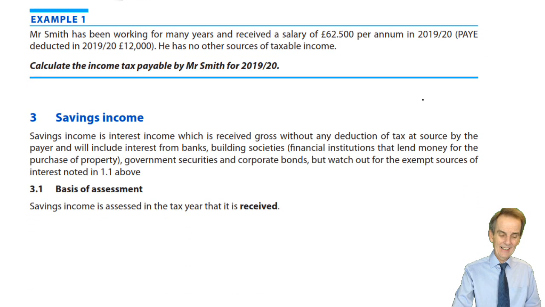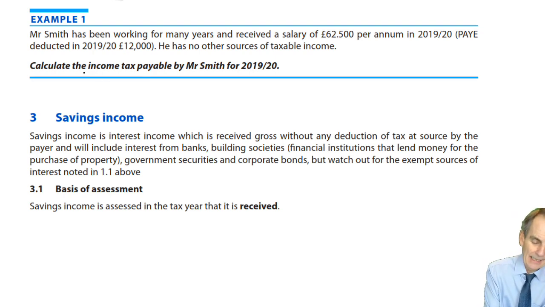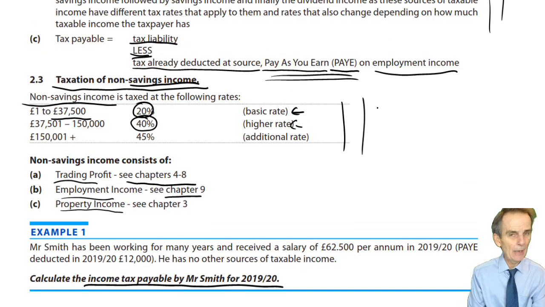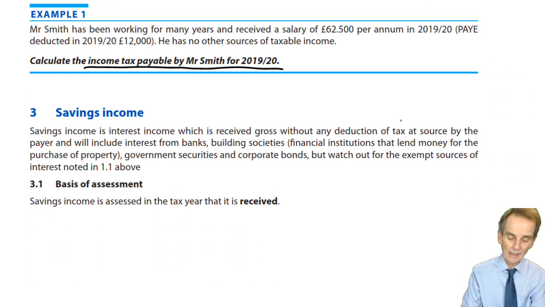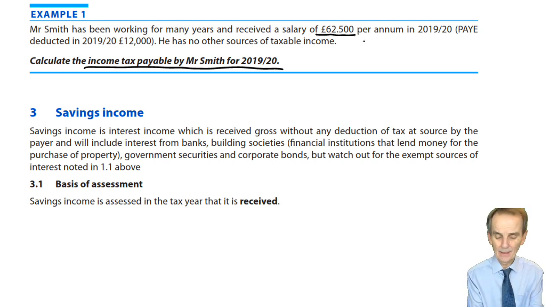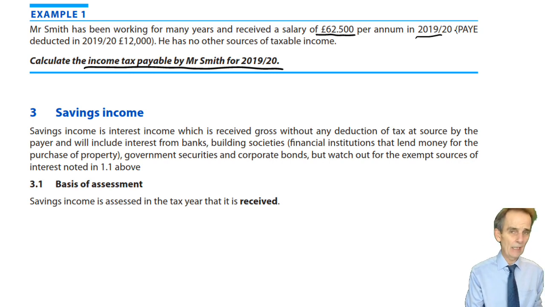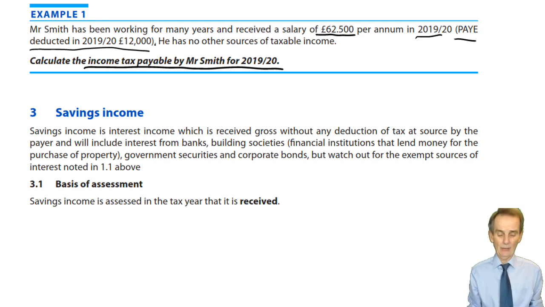Right, that said, how do we then calculate this tax and use those tax rates? Well, here, as you'd expect, example 1 is a very simple example indeed. We've got to calculate the income tax payable. Now remember, income tax payable, that was tax liability less the PAYE. So here, Mr. Smith has been working for many years, received a salary. So we have employment income, and that employment income is a set £62,500 per year. They'll always give you salary figures gross, i.e. before any deductions have applied, and if PAYE is relevant, they'll then tell you the amount of PAYE that had been deducted, which in our tax year here came to some £12,000. He has no other sources of taxable income.